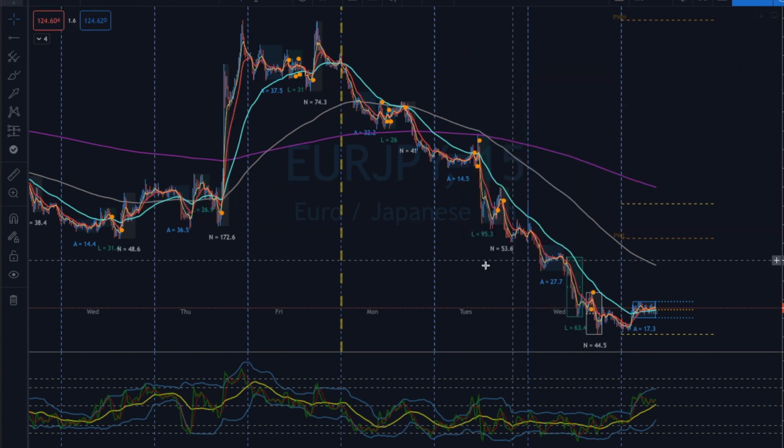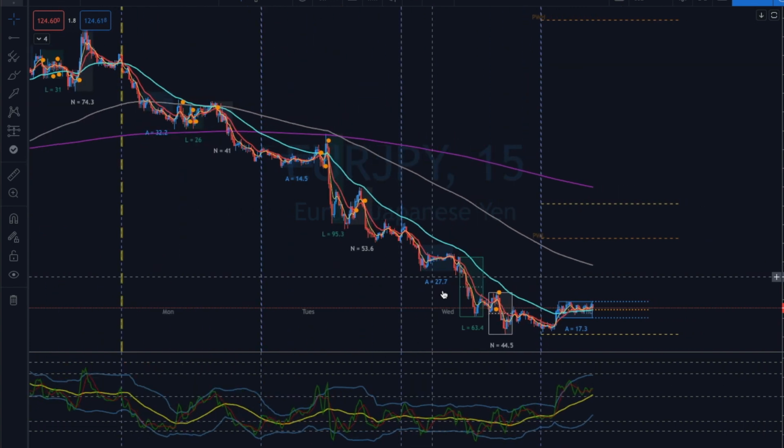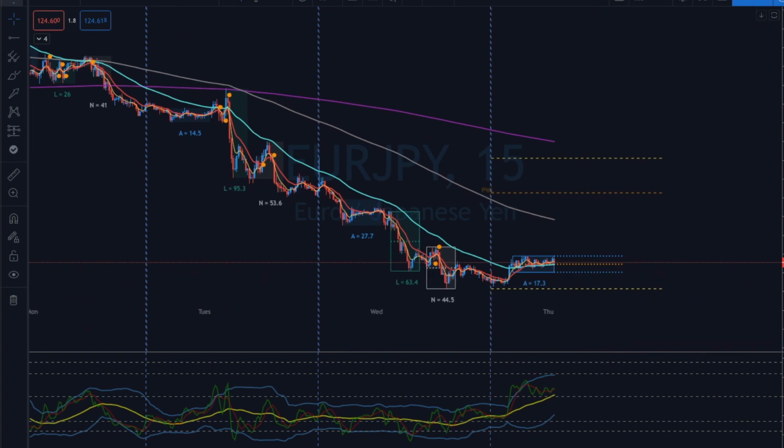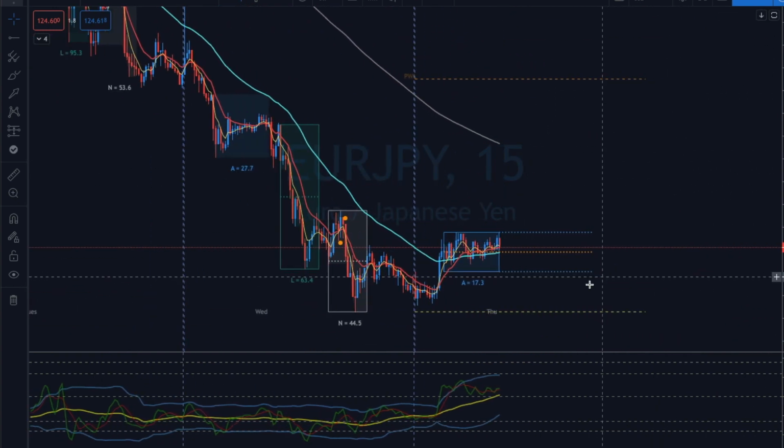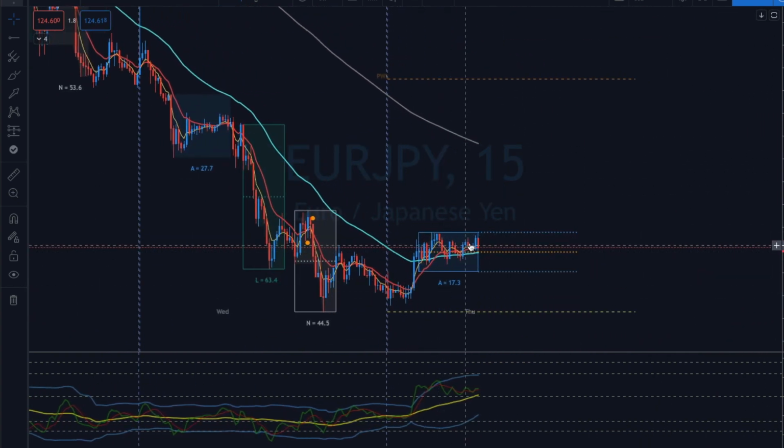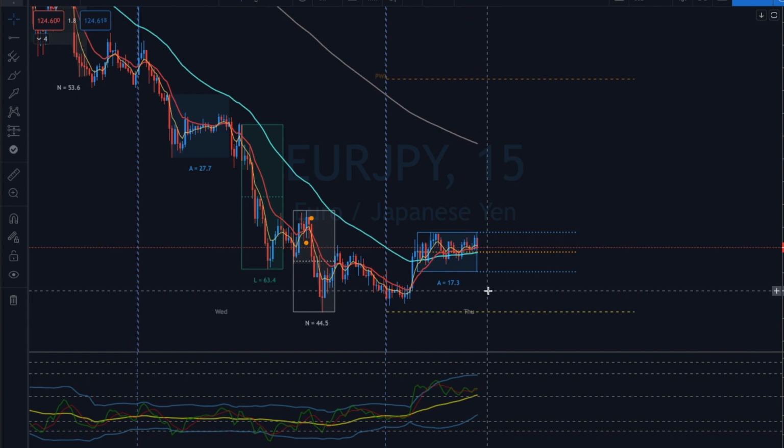Now, why do I say that? I say that because price is now basically trading above the 50 EMA. Why would price come back up and now be trading above the 50 EMA? You see that? This is all about behaviors. If you can learn the behaviors that market makers do, you'll understand what price action is doing and why it's doing it.